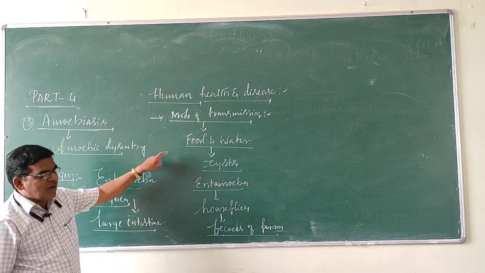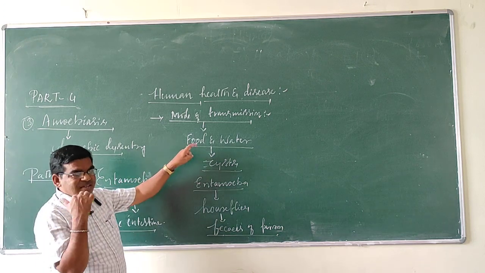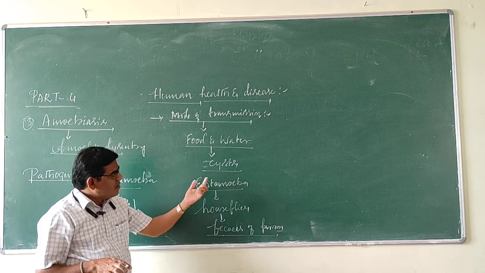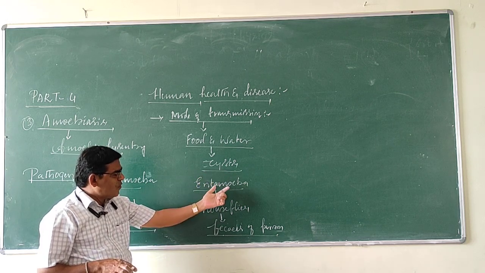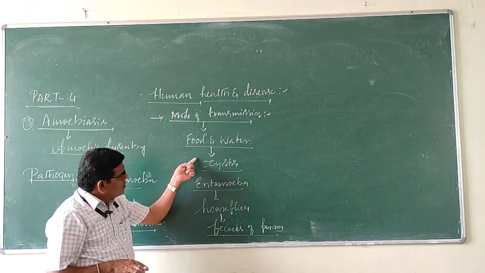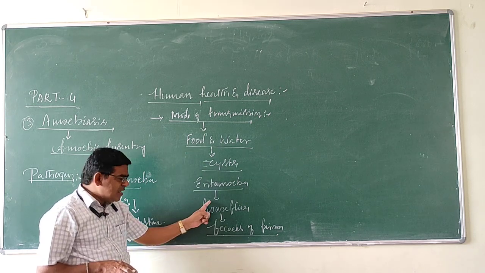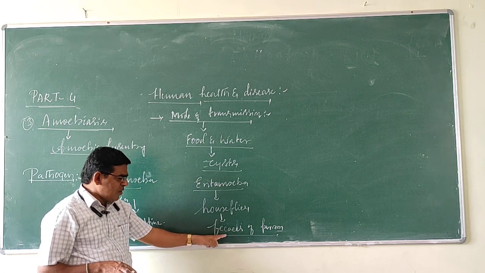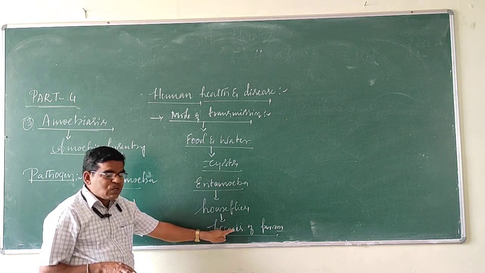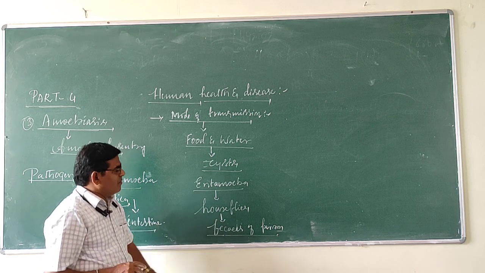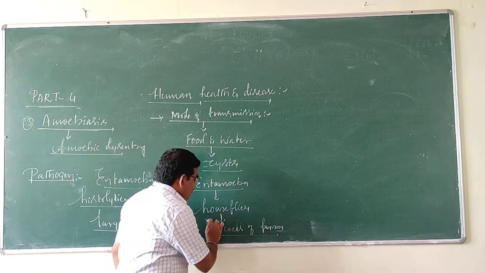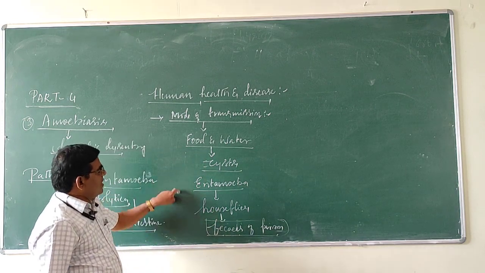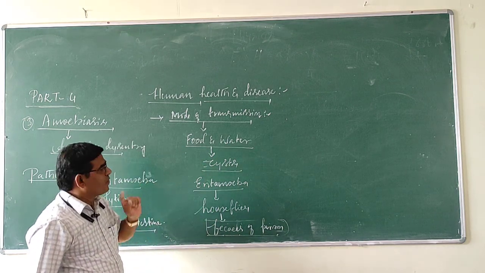So mode of transmission: how exactly is the pathogen transferred? Through contaminated food and water. The food and water are contaminated by cysts of histolytica, and these cysts are carried by house flies from the infected person's stool or fecal matter. This fecal matter or stool is the source from which house flies carry the infection.